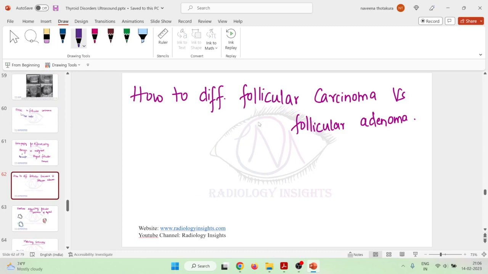Then, how should we differentiate between follicular carcinoma and follicular adenoma? The only way to differentiate is that surgical removal should be done, and then a pathological diagnosis by histopathological examination.